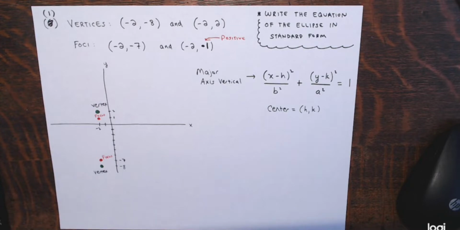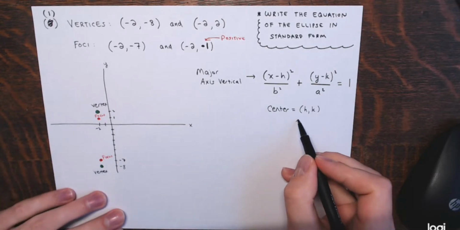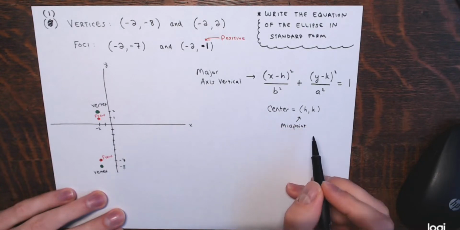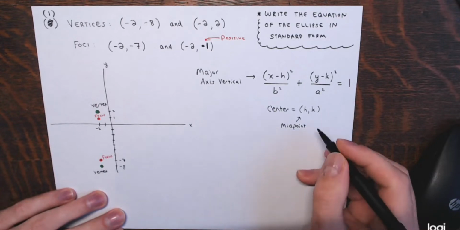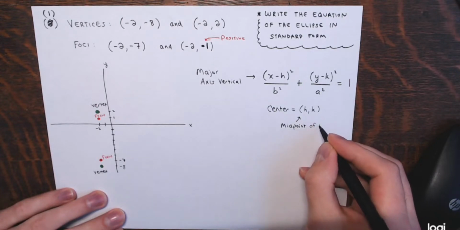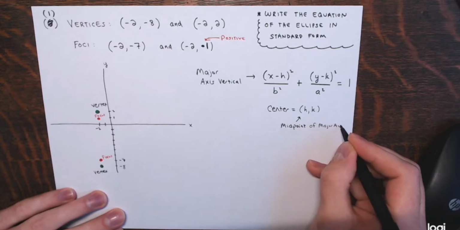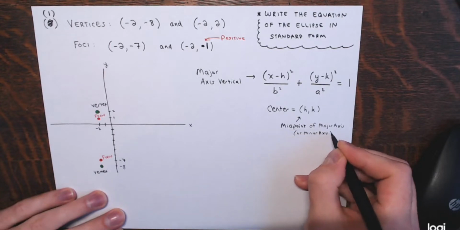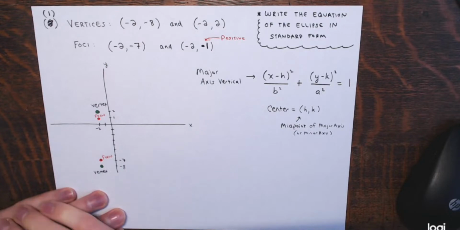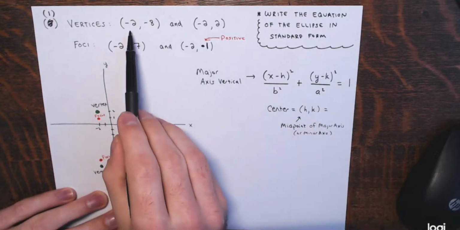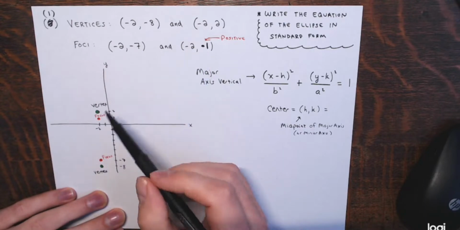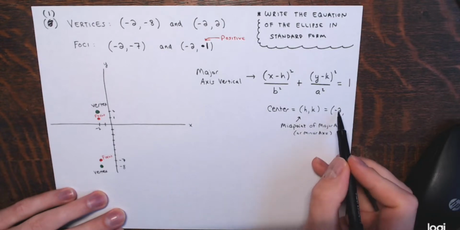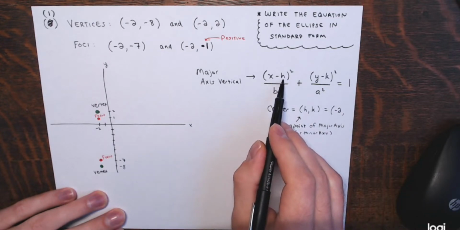Alright, so to find the center, this is just the midpoint. Finding the midpoint of a segment is pretty simple. This is the midpoint of the major axis or the minor axis, or the two foci. I mean, if you know the two foci, you can also say the center. So very easily, now I hope it's obvious. Remember that the x-coordinate of the center will be -2. And so the value of h is going to be -2, so I'm going to have x minus -2, or x plus 2, in the equation.